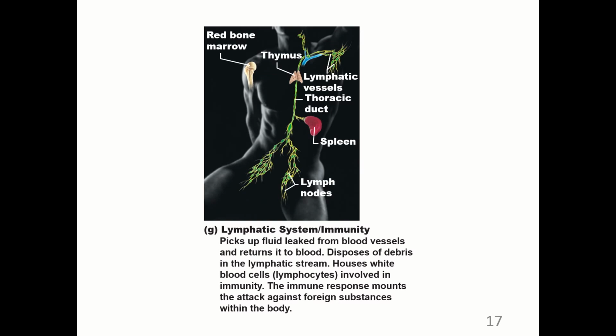The immune system houses the white blood cells, which are called lymphocytes, and these are involved in the immune response, which mounts the attack against foreign substances within the body. The organs of the lymphatic system include the lymphatic vessels, the thymus, the spleen, the lymph nodes, and the red bone marrow.